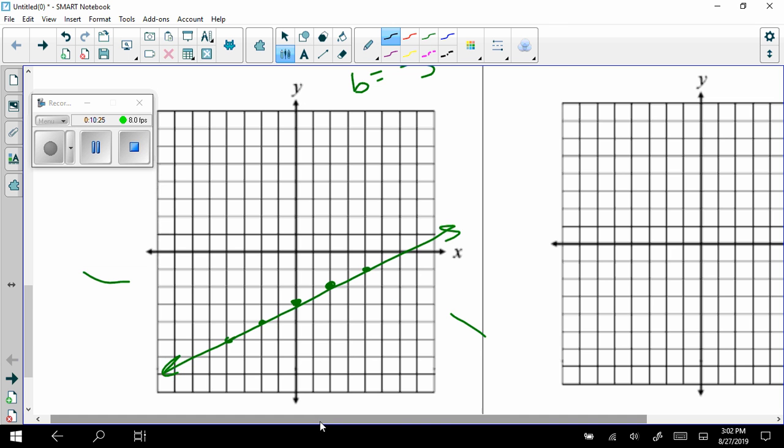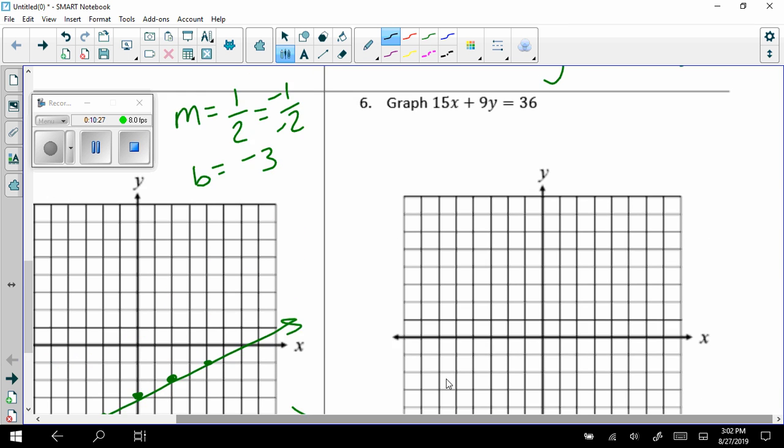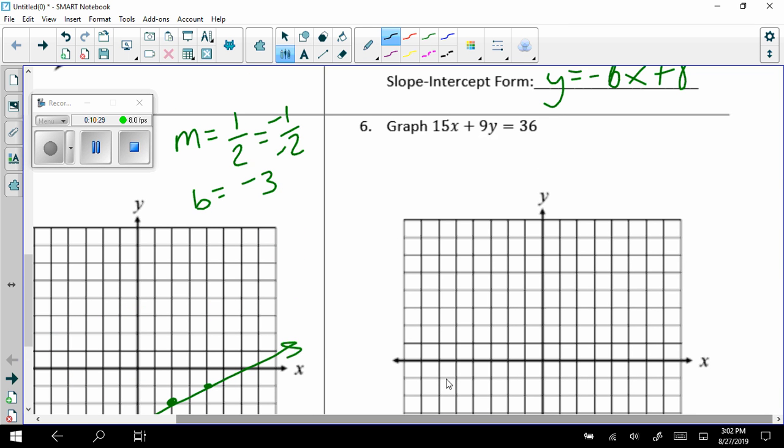Okay, my last problem. This one's in standard form, so I either need to solve for y or I need to find my intercepts. I'm going to find my intercepts using the cover-up method. First I'm going to let x equal 0. So I cover up the x, because when I let x equal 0, that makes x disappear. Then I solve what's left. 9y equals 36. Dividing both sides by 9, I get y equals 4.